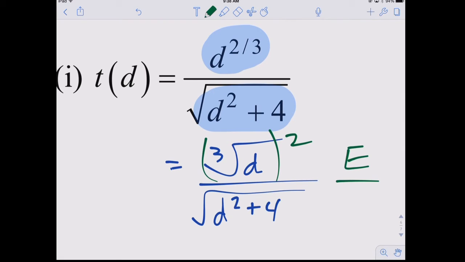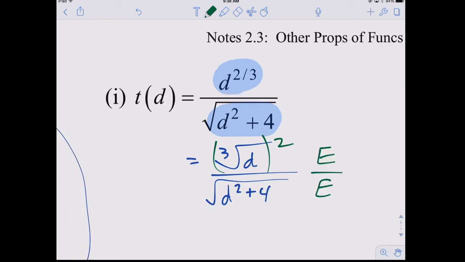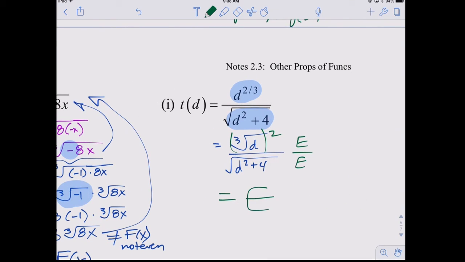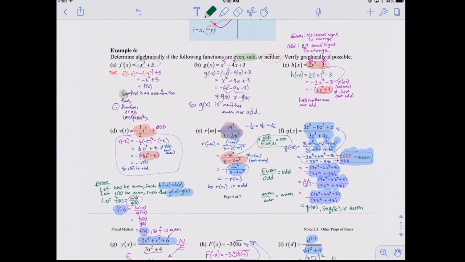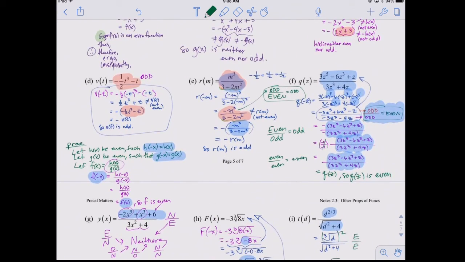In the denominator, when you plug in a negative for d, what's the first thing you're doing, Anthony? Squaring it. So does the bottom change? No. What's an even divided by an even? Even. That function has y-axis symmetry. We are done with example 6.